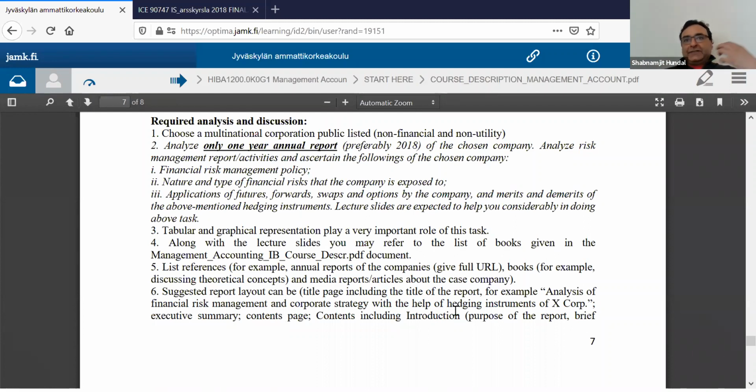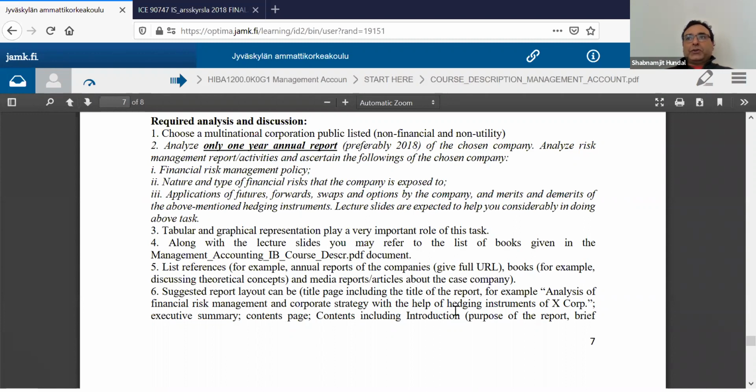You can see any risk with the help of the foreign exchange fluctuation, because most of the companies which you have chosen are multinational companies, and multinational companies definitely deal in export, import, or investing in different countries. And then you would see what is the general thoughts of the financial risk management policy. What are the basic characteristics of the financial risk management of the company?